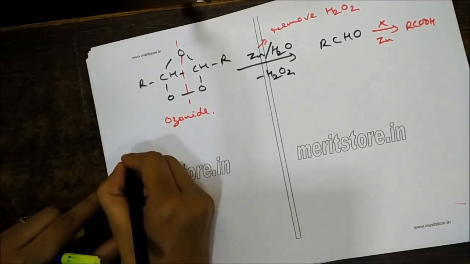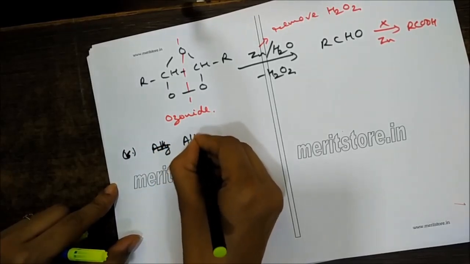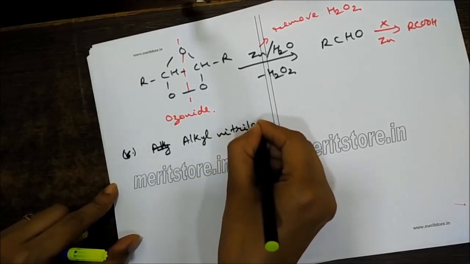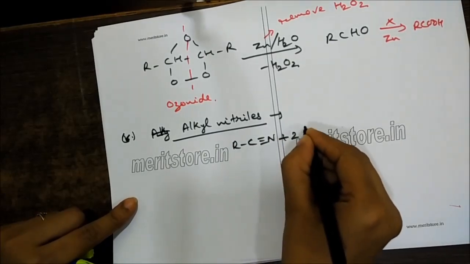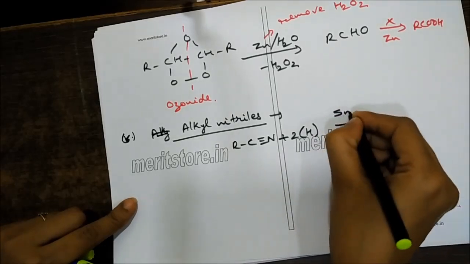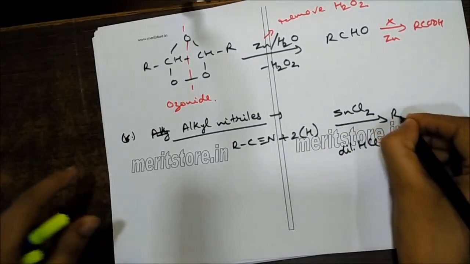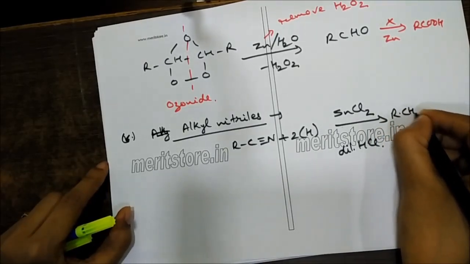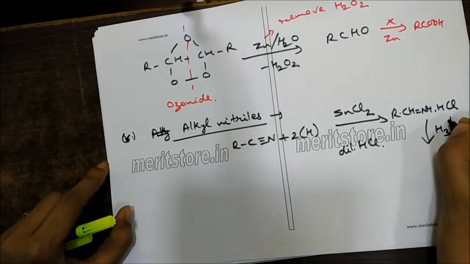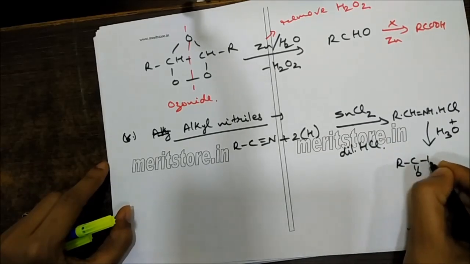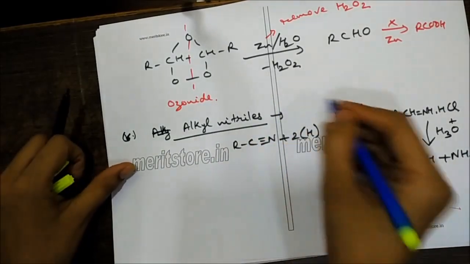From alkyl nitriles, the next method is from alkyl nitriles. This reaction is done in presence of tin chloride and dilute HCl. It will give imine product, salt of imine, HCl. This on hydrolysis will give aldehyde and ammonium chloride. This type of reduction is called Stephen reaction.